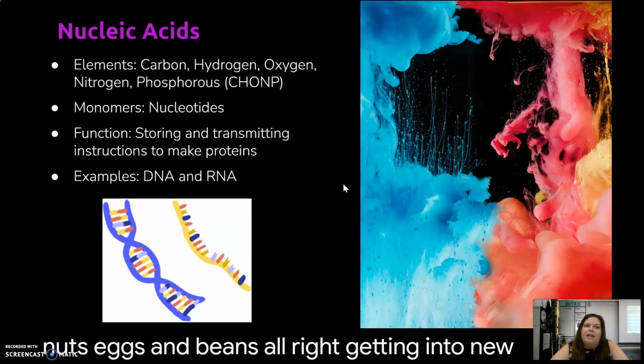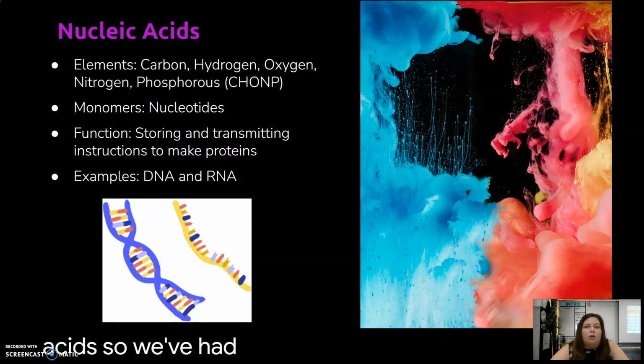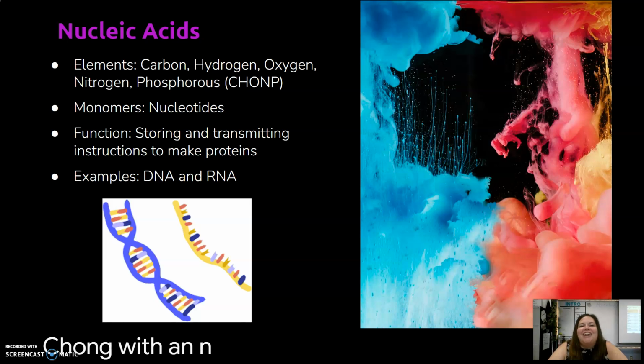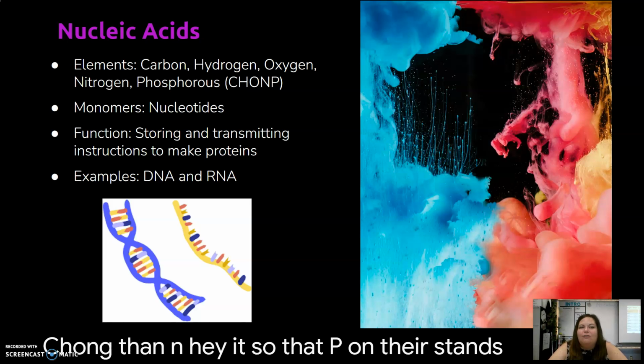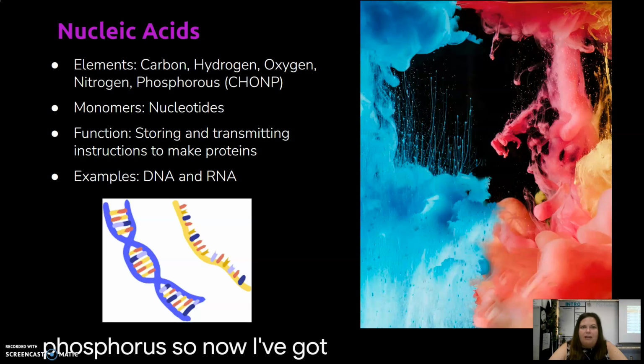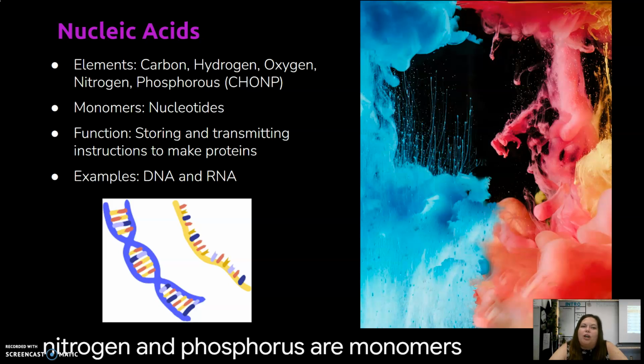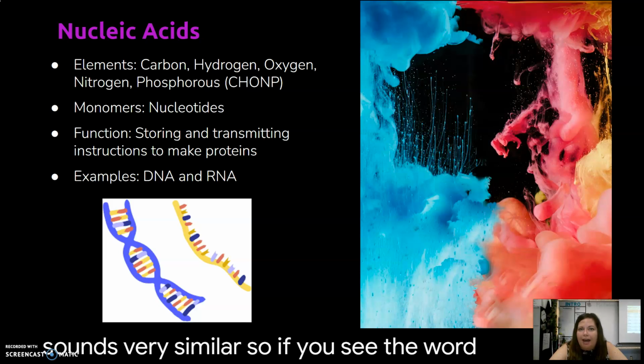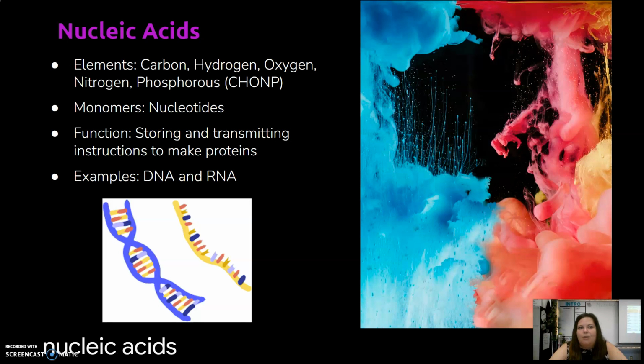All right, getting into nucleic acids. So we've had CHO, CHON. Now we're adding CHONP. Not chomp as in nom nom nom, but CHONP with an N. So that P on there stands for phosphorus. So now we've got carbon, hydrogen, oxygen, nitrogen, and phosphorus. Our monomer of nucleic acids is nucleotides. You better remember that. It sounds very similar. So if you see the word nucleotide, you should associate that with nucleic acids.